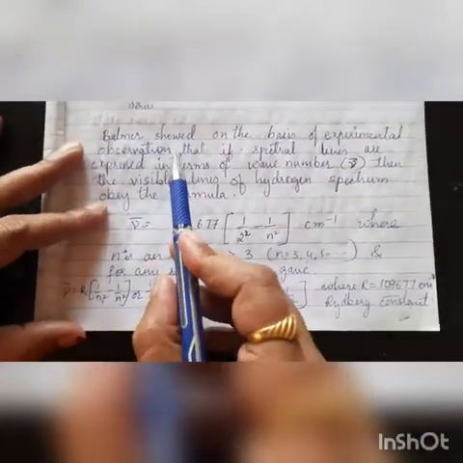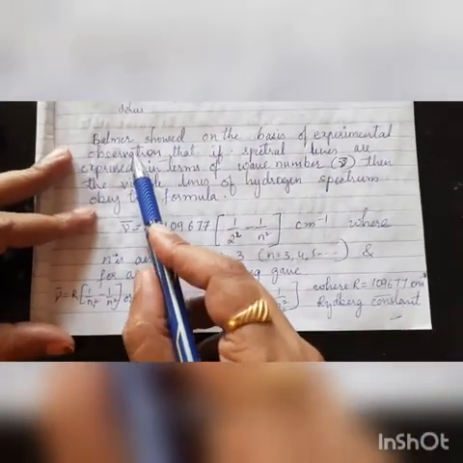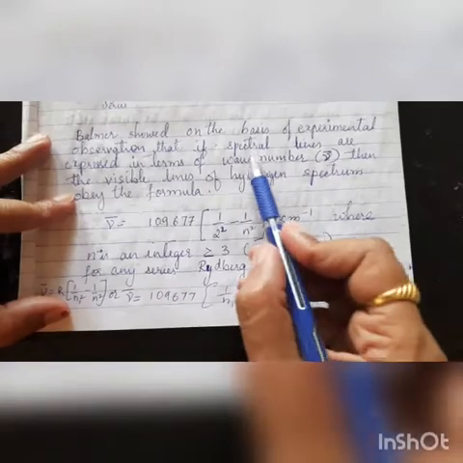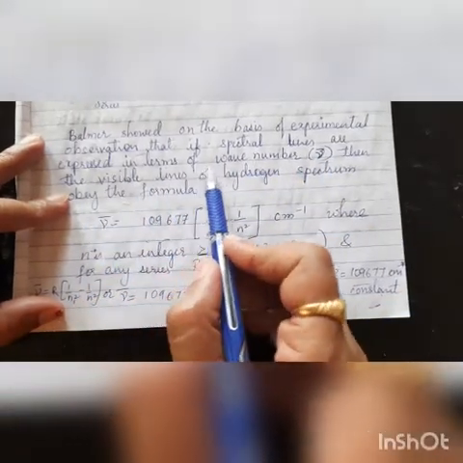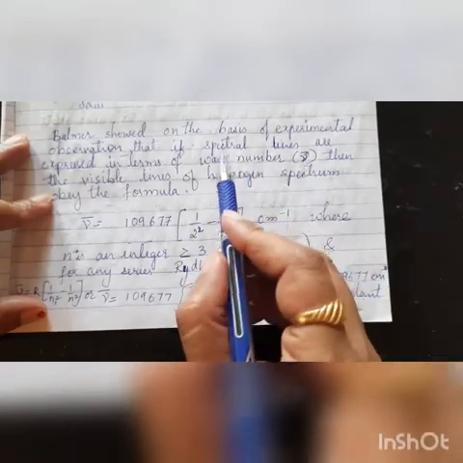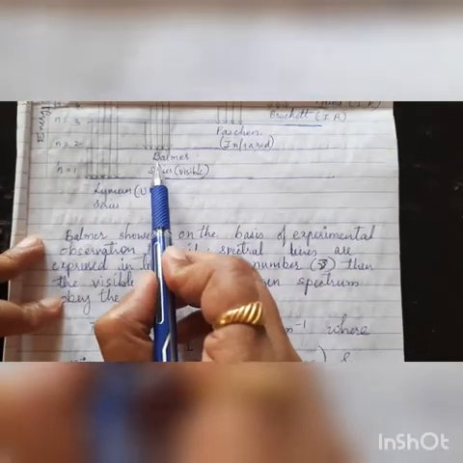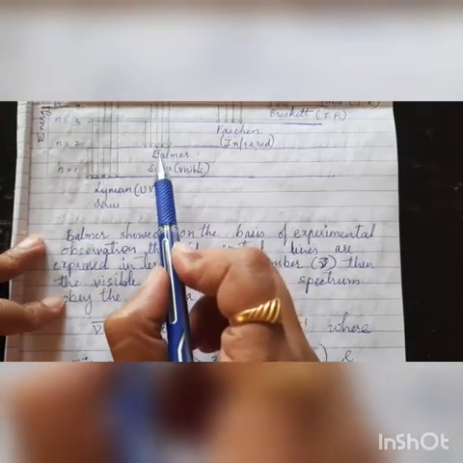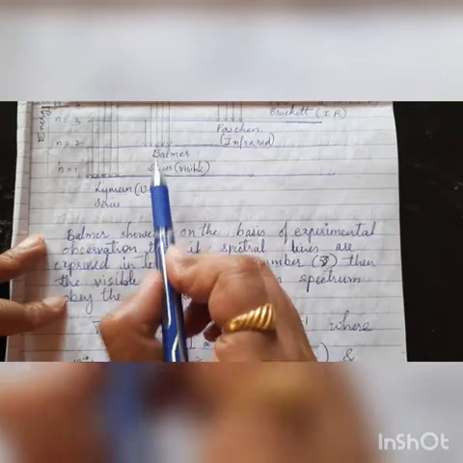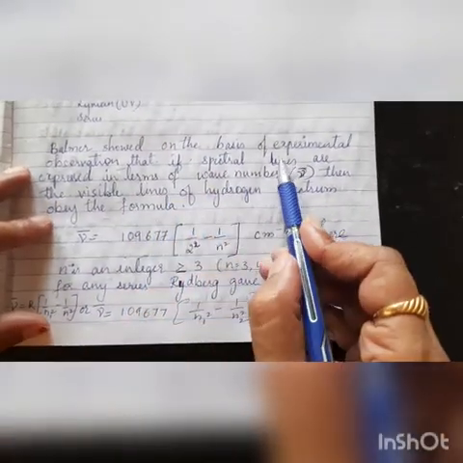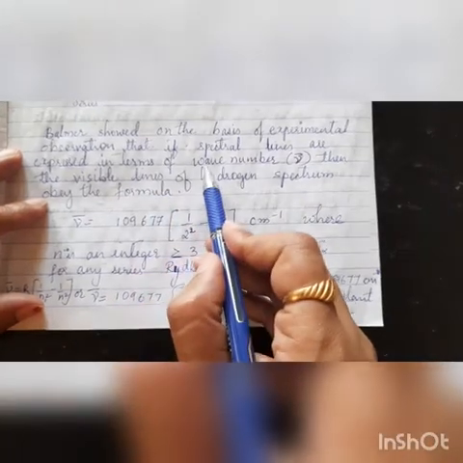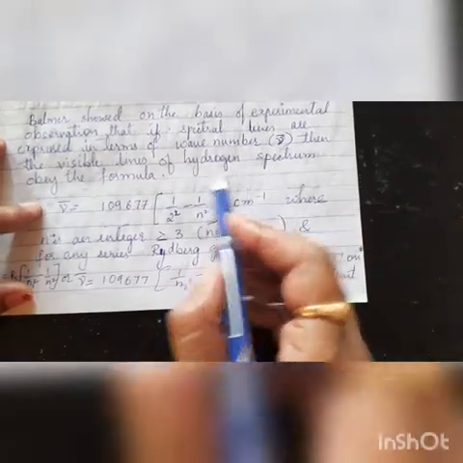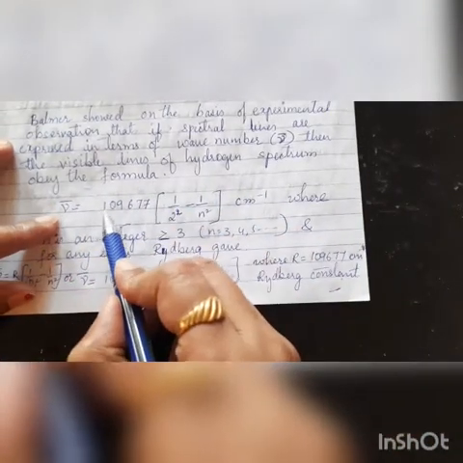Now, when we talk about the Balmer series, Balmer conducted an experiment to show that the lines can be expressed in terms of wave number. Since it is in the visible region, it was visible to the naked eye. Balmer showed that the spectral lines are expressed in terms of wave number, and the visible lines of the hydrogen spectrum obey a certain formula.